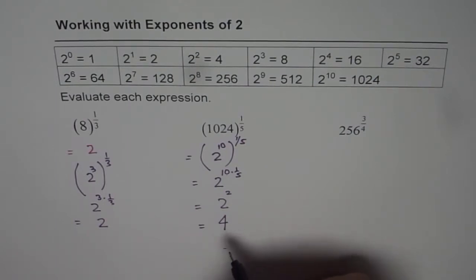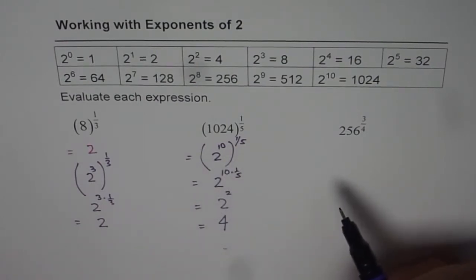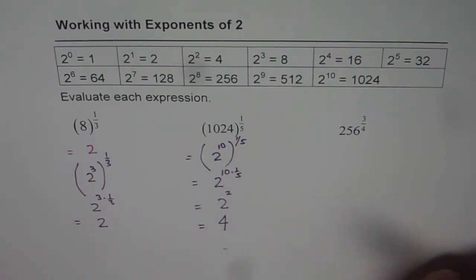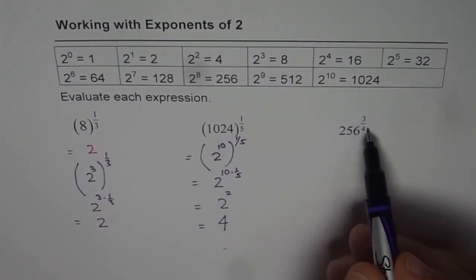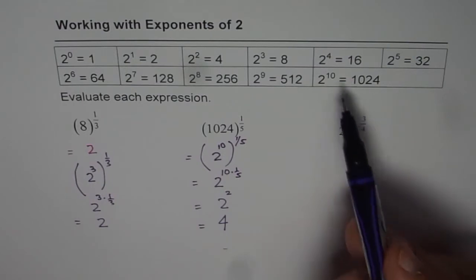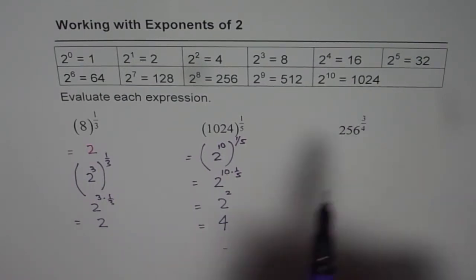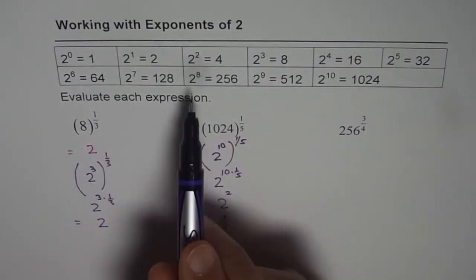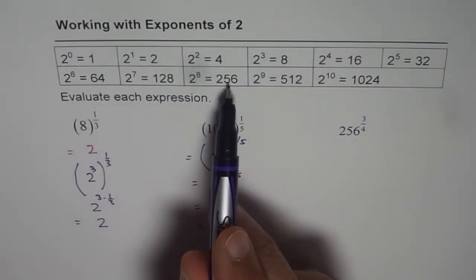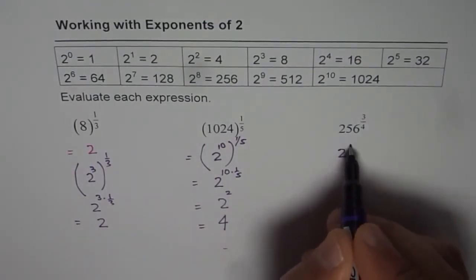I hope you're getting how we evaluate rational exponents for the given numbers. Now let's get into 256 to the power of 3 over 4. Well, you can always use your calculator to do these calculations. But without a calculator, these tables can help you, right? 256 can be written as 2 to the power of 8. 2 to the power of 8 is 256. So let me write 256 as 2 to the power of 8.